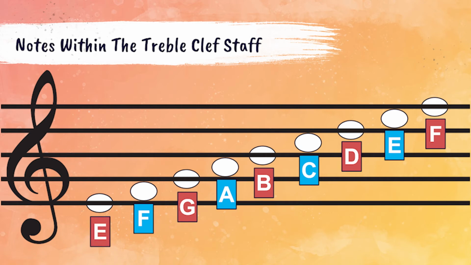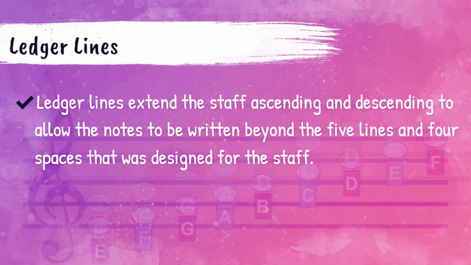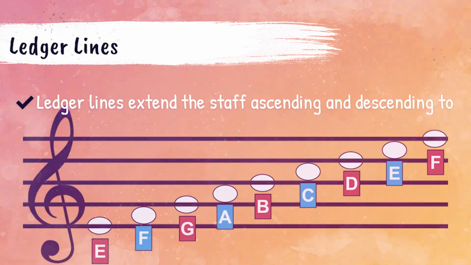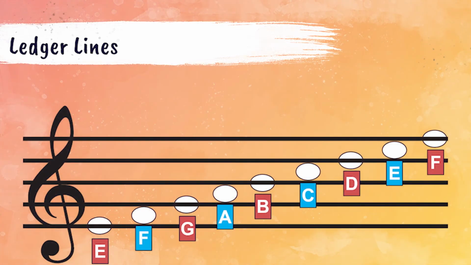Our notes don't only stay within the staff. There are more notes outside of the staff. The notes written beyond the staff extend our alphabet, whether it be ascending and descending. The tool we use to accomplish this is called the ledger lines. Let's take a look at this example for you to further understand how the ledger lines actually work.